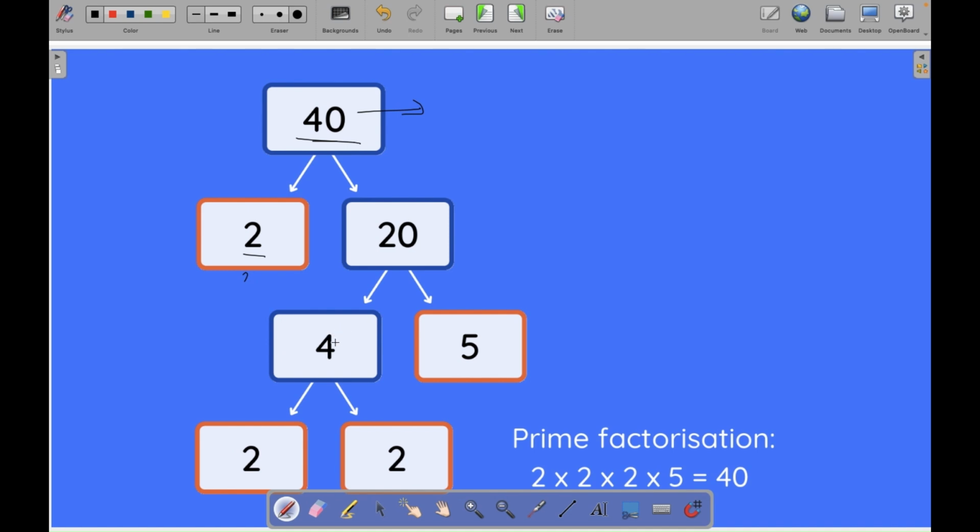So here they've mentioned 4 fives are 20. Then 5 is a prime factor, 4 is not a prime factor, so 4 we can decompose as 2 times 2. So the prime factorization of 40 would give us 2 times 5 times 2 times 2. So 3 twos and 1 five, right? So this is the prime factorization of 40. Okay.